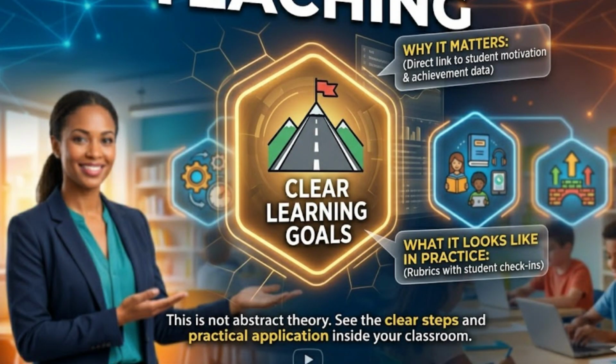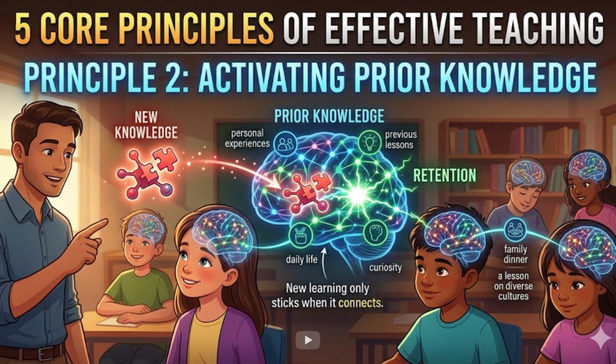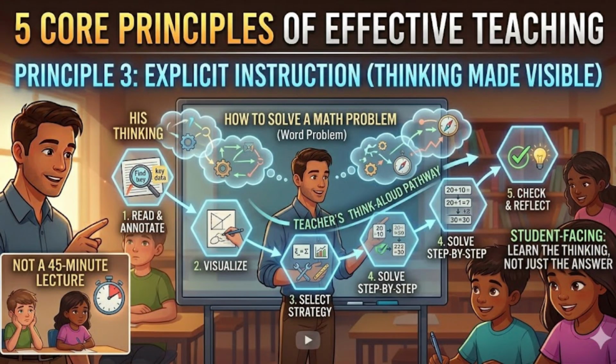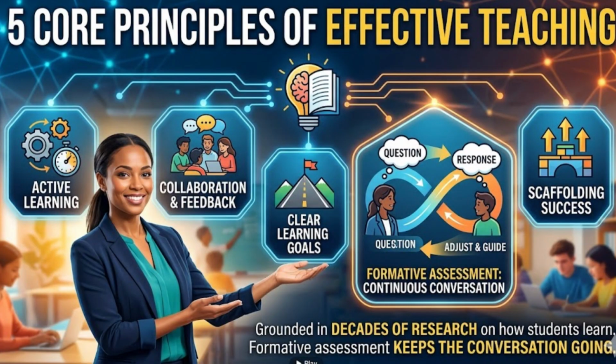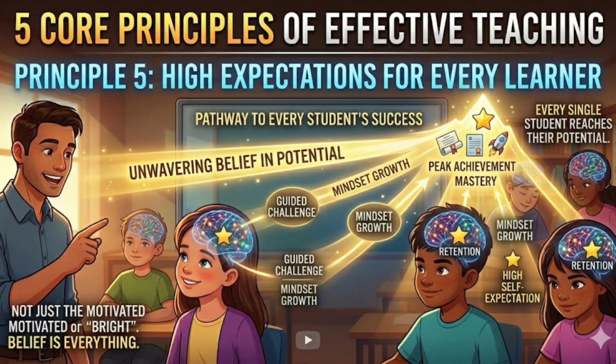So let us bring these 5 principles together. Effective teaching begins with clear learning intentions so students know where they are going. It builds on prior knowledge so new learning has somewhere to land. It uses explicit instruction to make thinking visible. It relies on formative assessment and feedback to close the gap in real time. It is powered throughout by high expectations for every single learner.